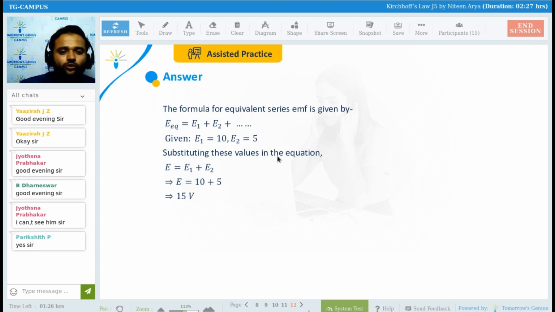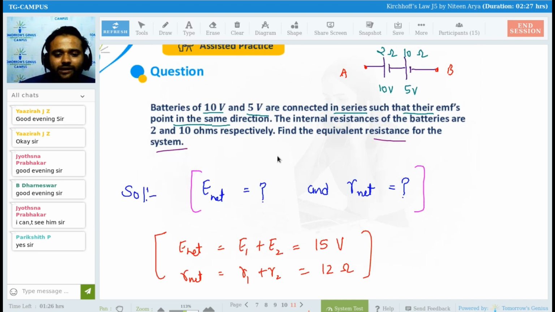See, you don't need to write the formula because I want the answer, and you also want the answer in the JEE examination. I'm not saying write in the manner in which you need to write in a proper board or subjective answer. I don't say this. I say I want the net EMF or net resistance, equivalent EMF, equivalent resistance. As simple as that. Clear everyone?